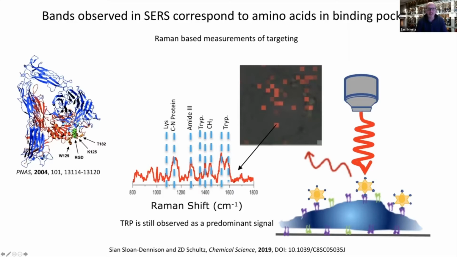In particular, we see a lot of vibrations associated with tryptophan, and we see there's tryptophan 129 here at the binding pocket, and then lysine 125, K125, also shows up in the Raman spectrum. And there are some other peaks in here that can be used to identify protein structure. Then by mapping the intensity of this signature onto our Raman image, we can tell where we're getting specific interactions from our nanostars interacting with our cells.